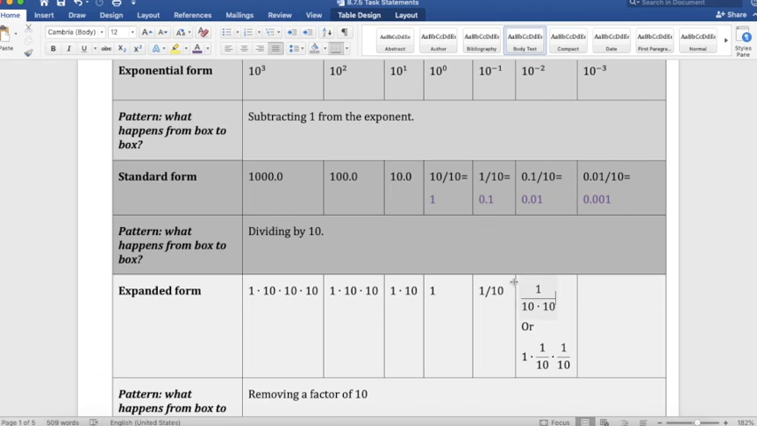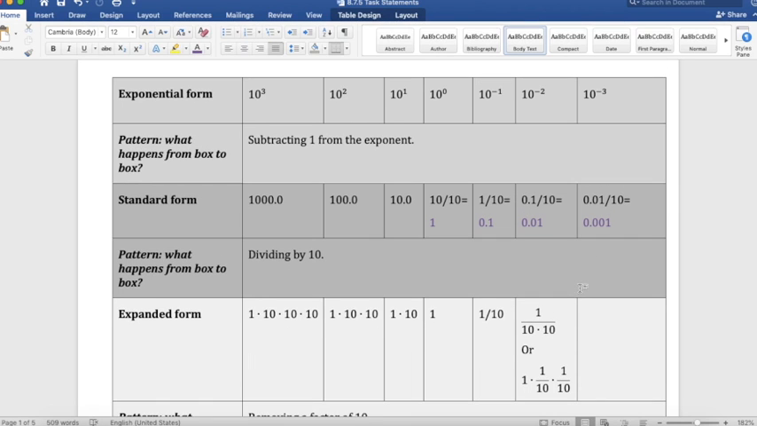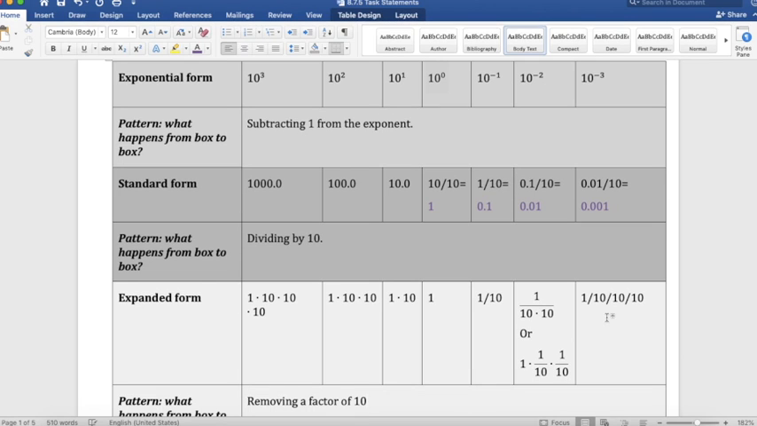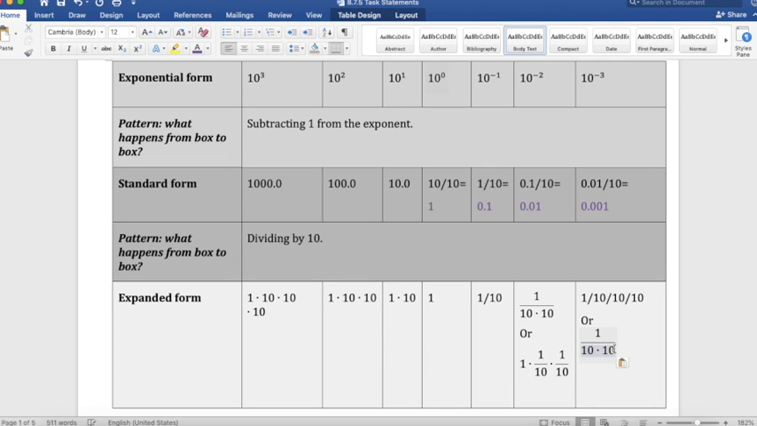So, here's our expanded form for that. 1 over 10 times 10. So for 10 to the negative third, we'd really be dividing by 10 again. It would be 1 divided by 10 divided by 10 divided by 10. Or, just take our previous fraction, 1 over 10 times 10 times 10.